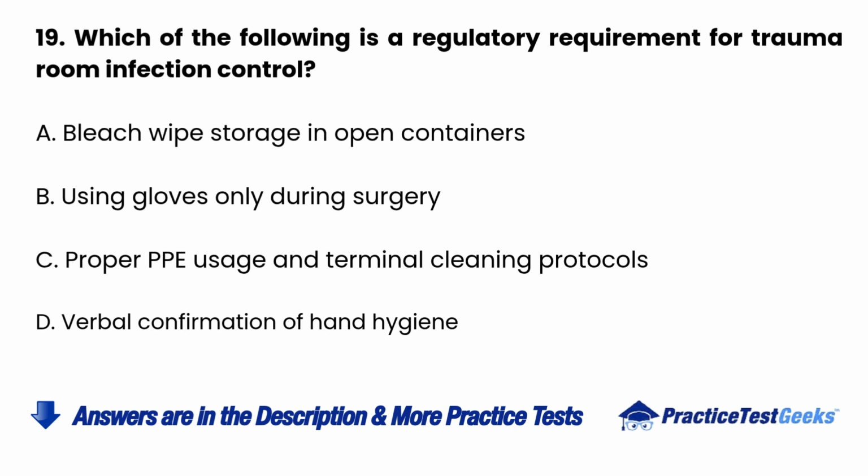19. Which of the following is a regulatory requirement for trauma room infection control? A. Bleach wipe storage in open containers. B. Using gloves only during surgery. C. Proper PPE usage and terminal cleaning protocols. D. Verbal confirmation of hand hygiene.